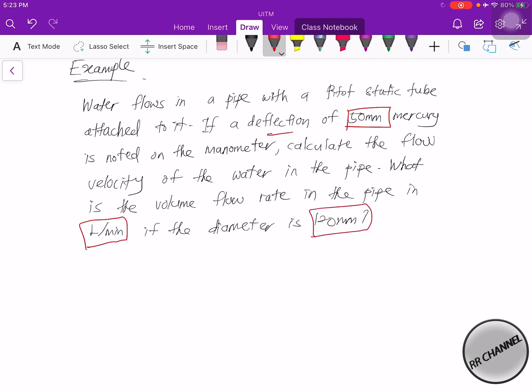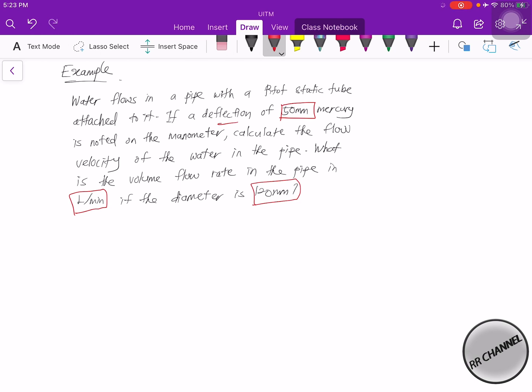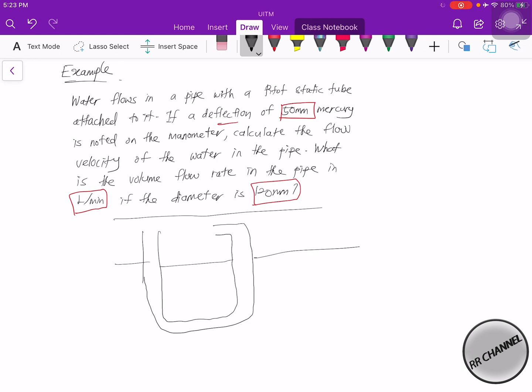So based on the previous example, I have given the formula for the velocity when using the pitot static tube and also manometer, and we will apply it to this question. The problem looks like the previous example. So we have the manometer attached. This is your point 1 and also point 2. Then this is the manometer. The deflection of 50 mm mercury is noted on the manometer.